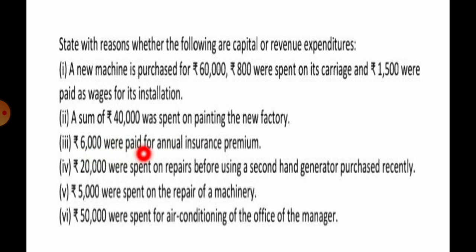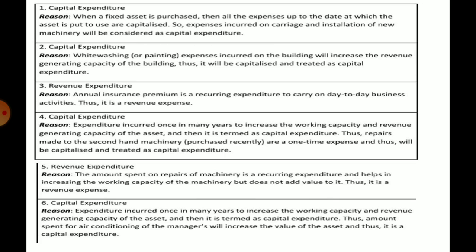Okay, next is a sum of 6,000 paid for annual insurance premium. So it is recurring in nature, so it will be a revenue expenditure. I had already discussed this chapter and the concept of revenue and capital expenditure in the second book. In the first part, first unit or the second chapter, it is basically discussed, because these are very common terms which are used in accountancy.